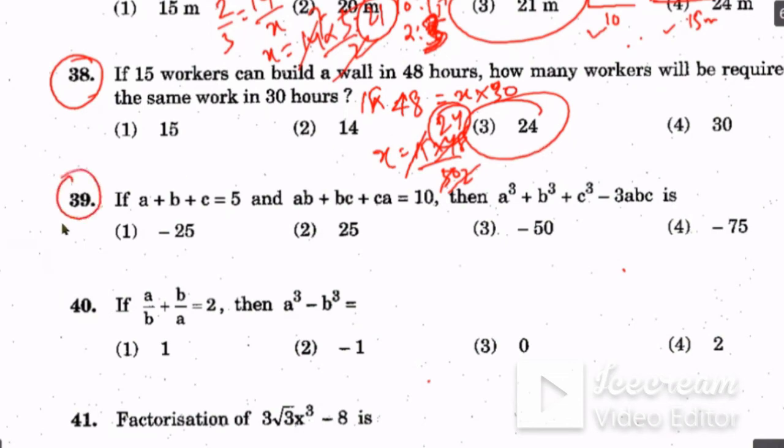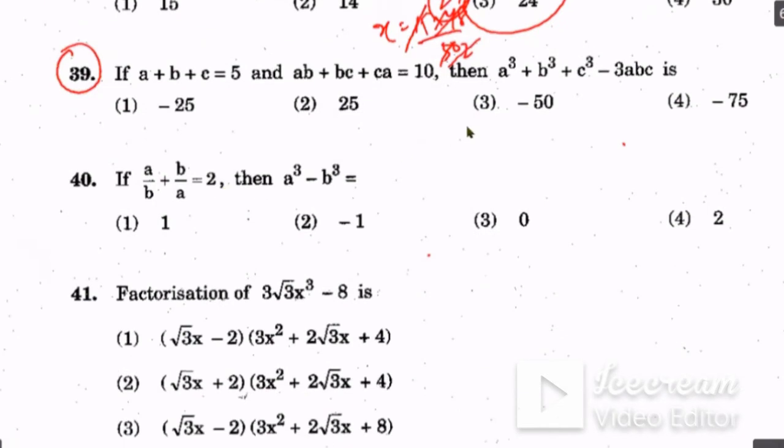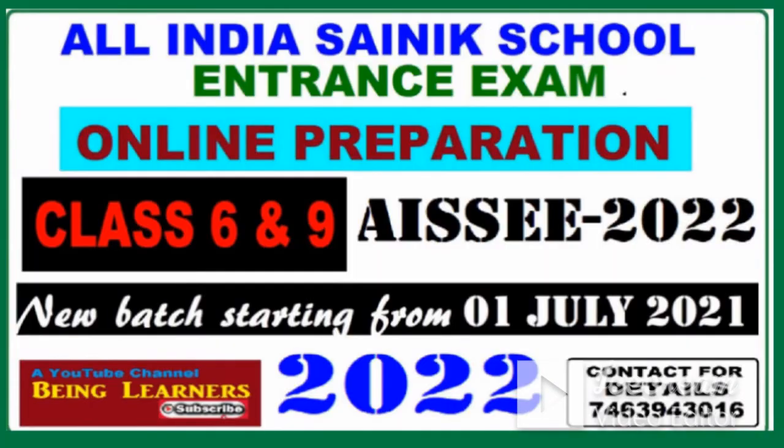Okay, question number 39. If a plus b plus c is equal to 5 and ab plus bc plus ca is equal to 10, then what is a cube plus b cube plus c cube minus 3abc? So what will be the value of this? You have to find. So for this question, you have to remember two formulas. That is a plus b plus c whole square.